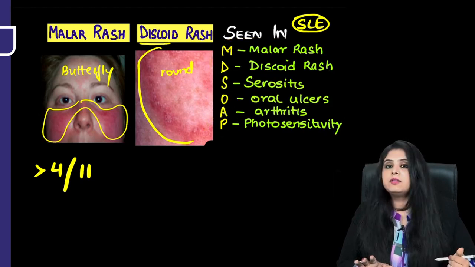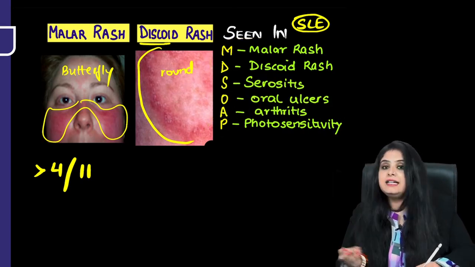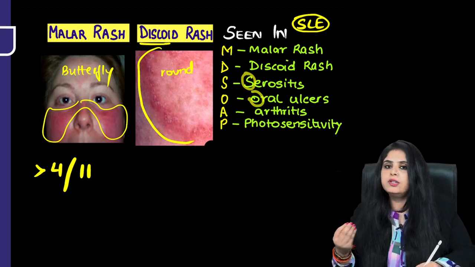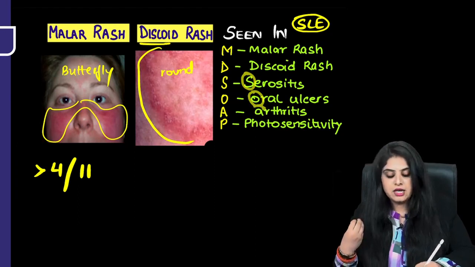Then what are the inflammatory problems? Among the inflammatory problems, serositis, oral ulcers are also going to show inflammation, and arthritis.